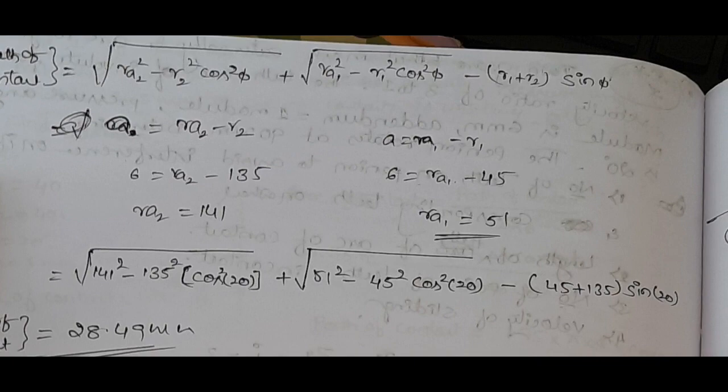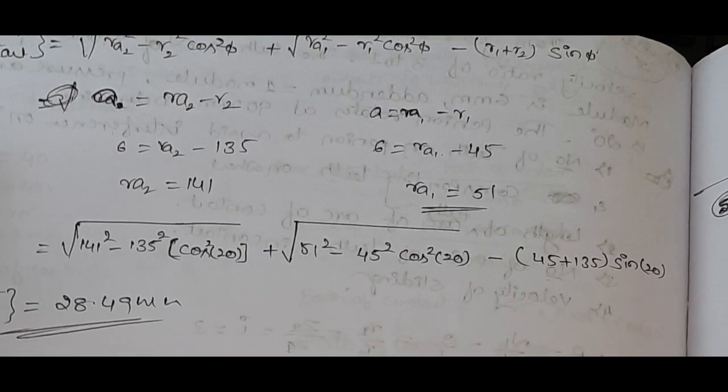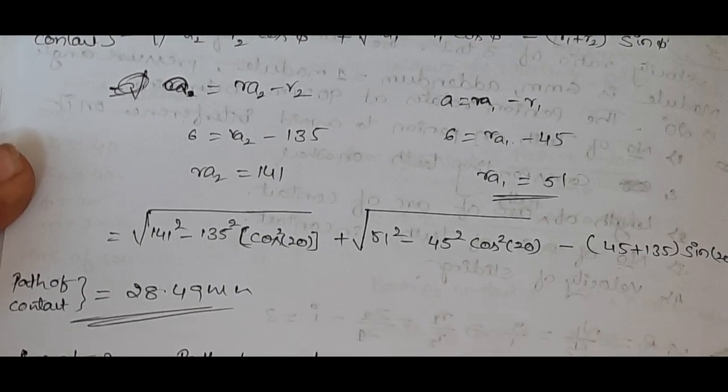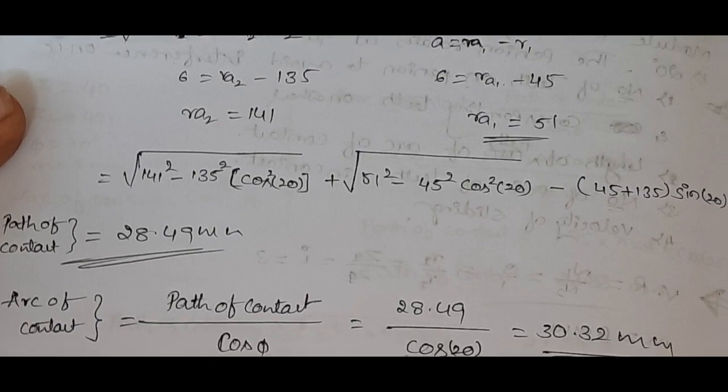Similarly for the gear, A is equal to RA1 minus R1, the radial distance between the addendum circle and the pitch circle. Addendum is 6. RA1 is unknown, keep as it is. R1, the pitch circle radius of the gear, is 45. Substitute the value, RA1 is equal to 51. Substitute the RA2, R2, phi, RA1, R1 values into the path of contact equation. You will get path of contact is equal to 28.49 millimeter.